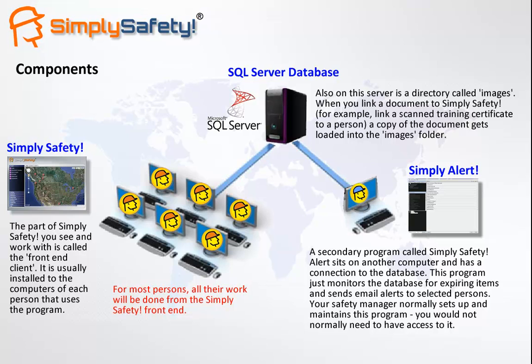A secondary program called Simply Safety Alert sits on another computer and has a connection to the database. This program just monitors the database for expiring items and sends email alerts to selected persons. Your safety manager normally sets up and maintains this program. You would not normally need to have access to it.